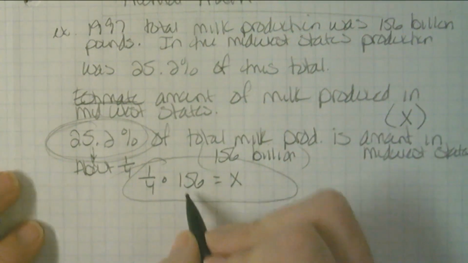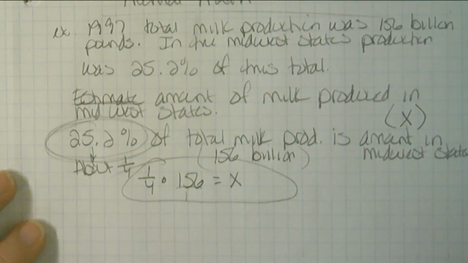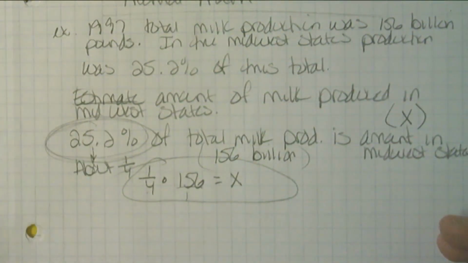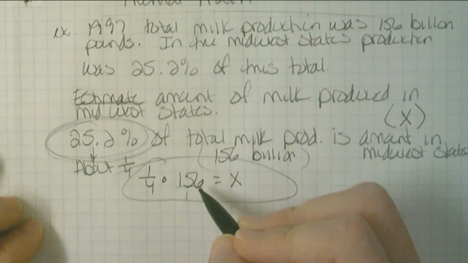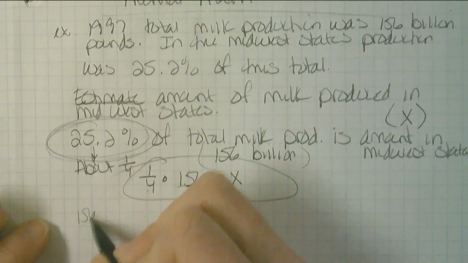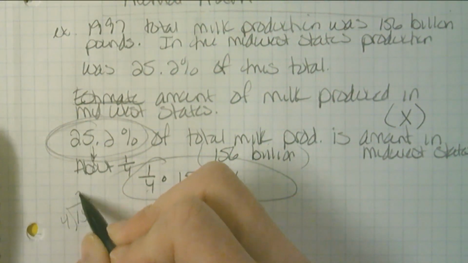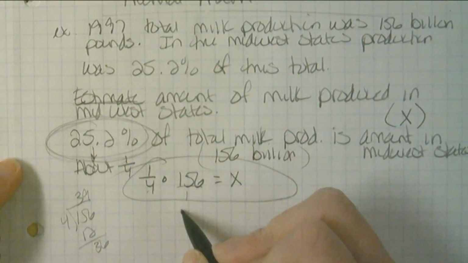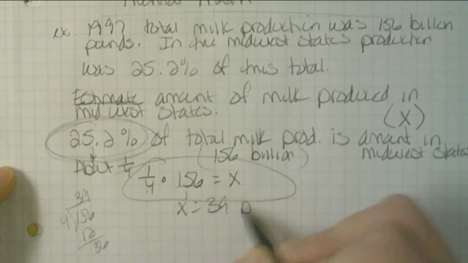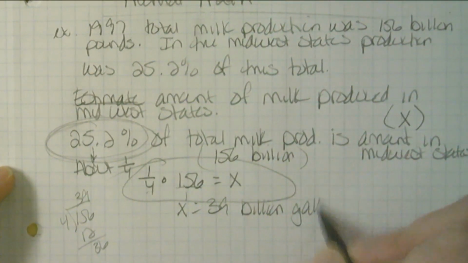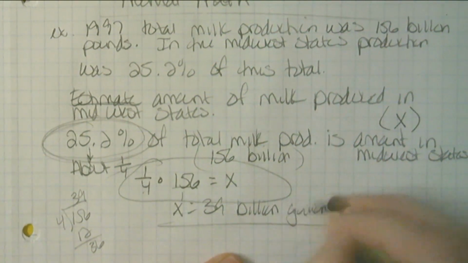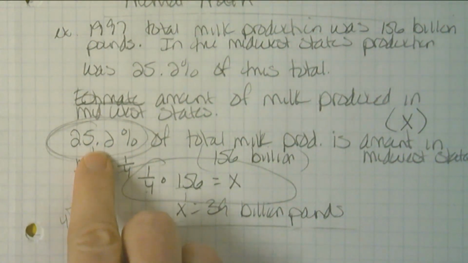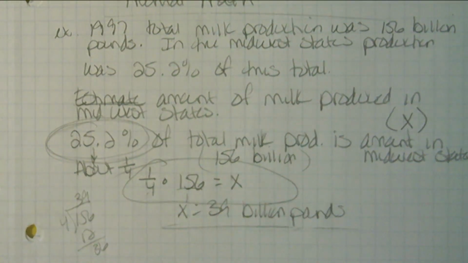All right, well, that is math I can do very quickly. 156 divided by 4, that is divisible by that. So 156 divided by 4 is going to be 39. So x is equal to 39 billion pounds. So we estimated what 25.2% would be as a fraction.